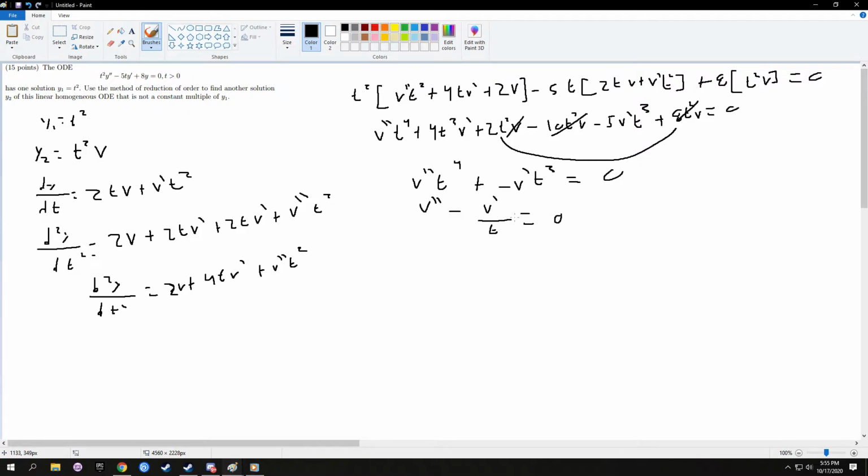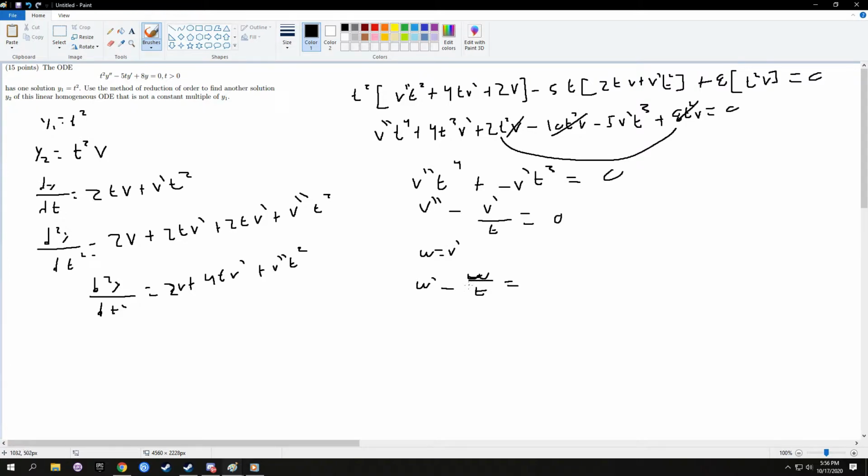Okay, now I want to make a substitution. I can use what we learned from the first-order equations if I set this equal to w. If I say w equals v prime, I can do a separable equation. I can't do it as second order, but if I set it equal to w, so v prime will equal w, I'll show you how this looks. This will be w prime minus w divided by t equals 0.